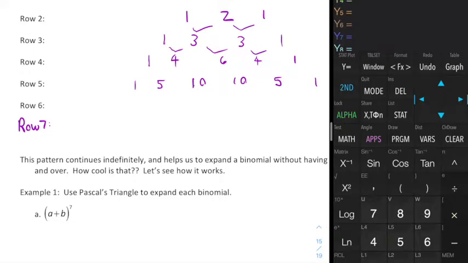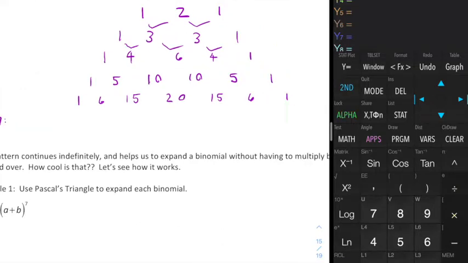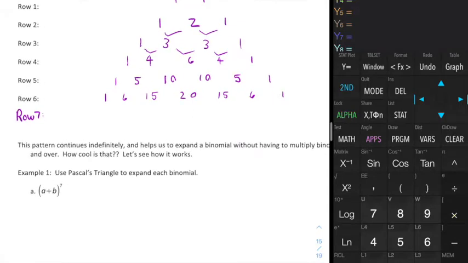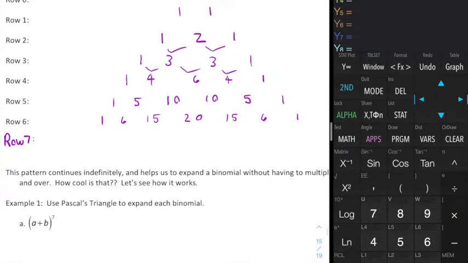Okay, row 6, you're going to have 1, 6. 5 and 10, that would be 15. 10 and 10, that would be 20. 10 and 5, 15, and then 5 and 1, you'd get 6, and then you'll end out with 1 again. Okay, and then finally, we're going to just do up to row 7 today. That's all we're going to need. So that'll be 1, 7, 6 and 5, that'd be 21.